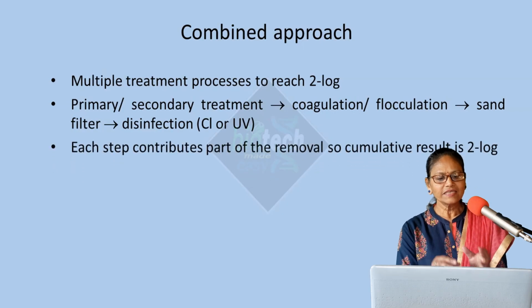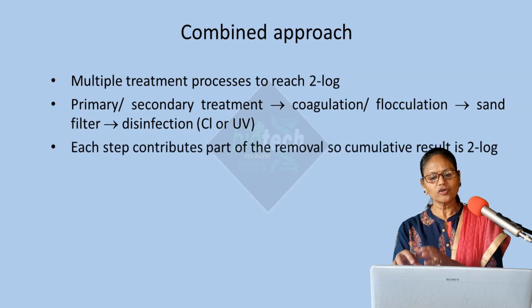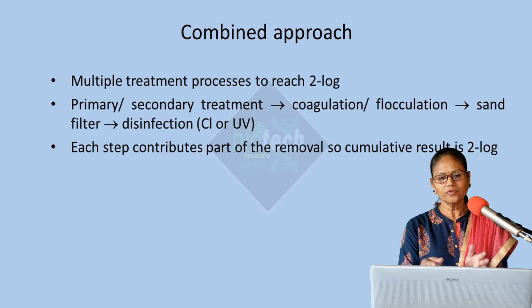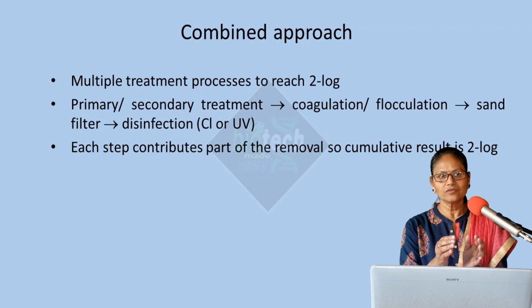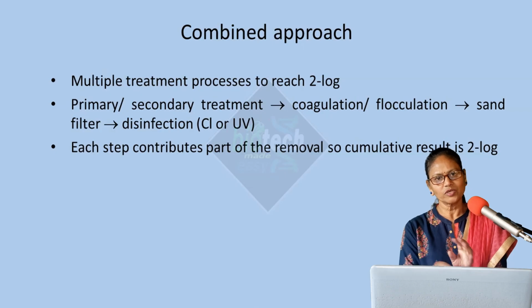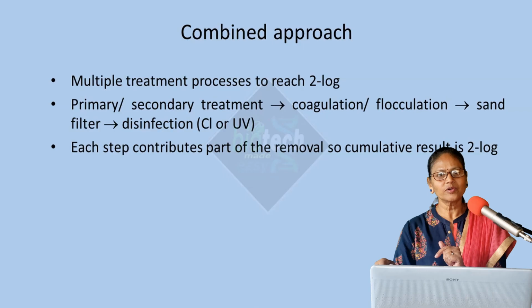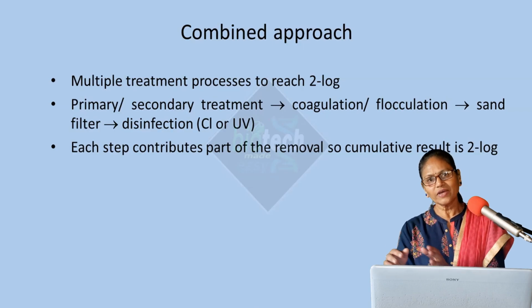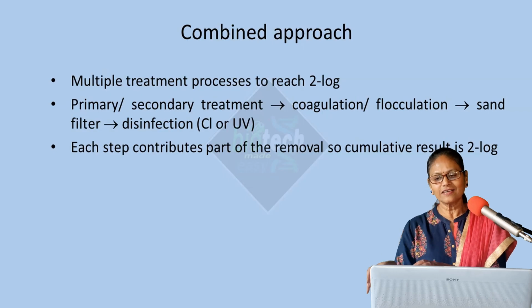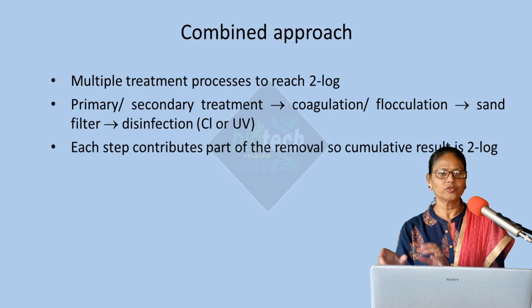And here each step contributes part of the removal, because all these are processes for virus removal. If you use the first process, some of the viruses are reduced. Then when you use the second process, again some of the viruses are reduced. So that's how at the end the result is 2 log. If you want to achieve 2 log, then at the end the cumulative result should be 2 log.